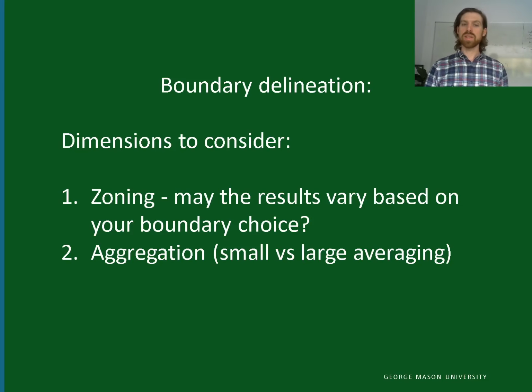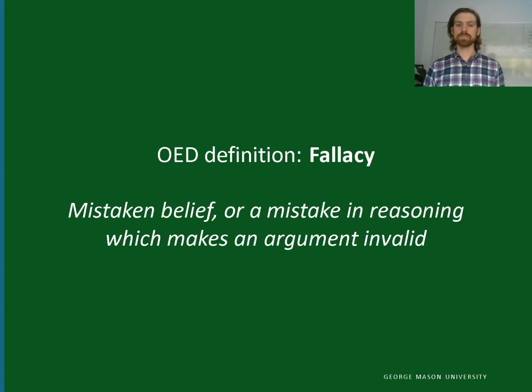So consider aggregation. So you end up with small or large averaging depending on that level of aggregation which you're using. So logical fallacies. Well, what's a fallacy before we get to logical fallacies? Well, the Oxford English Dictionary definition basically states that a fallacy is a mistaken belief. Or more importantly to what we're doing here, it's mistaken reasoning to the extent that it leads to an invalid argument.